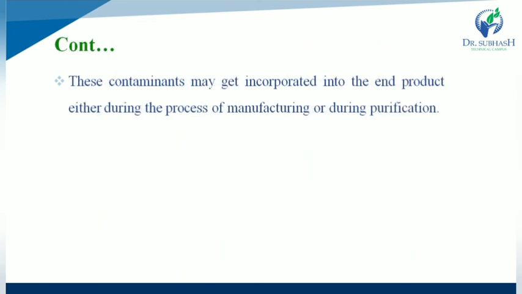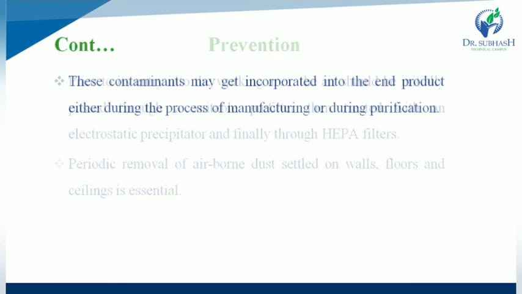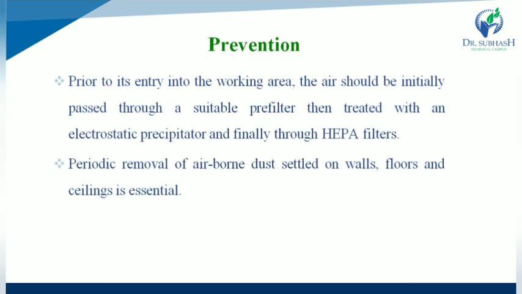These contaminants may get incorporated into the product as well as the end product, either during the process of manufacture or during purification. So what is the prevention? Prior to its entry into the working area, air should be initially passed through a suitable pre-filter and then treated with a HEPA filter. And periodic removal of airborne dust settled on the wall, floor and ceiling is essential.